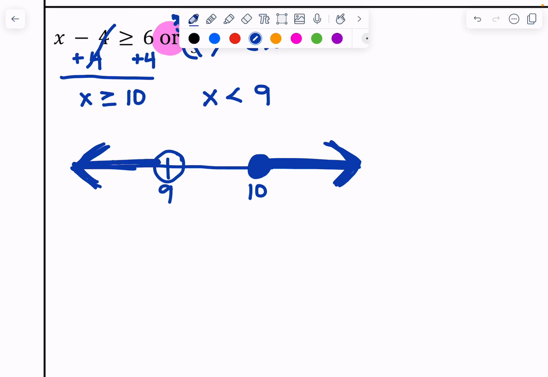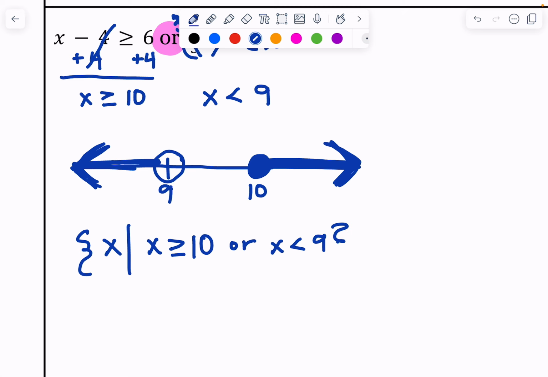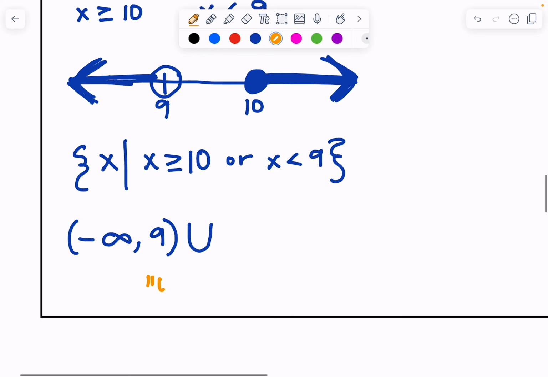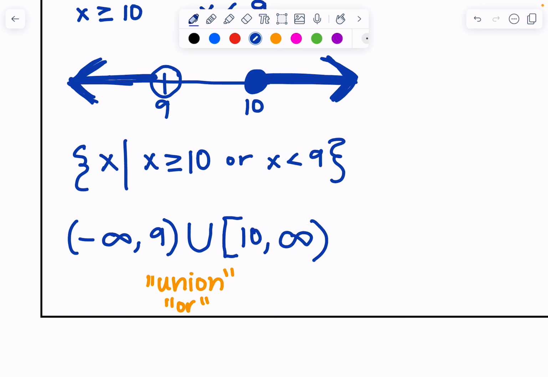It doesn't ask, but we can go ahead and do set notation. So we're going to have x such that x is greater than or equal to 10, and just write or x is less than 9. That's perfectly fine. And then in interval notation, it's a little weird, so we're going to have negative infinity all the way to 9 not included. And then or would be this U symbol. It's called union. And it's just like a mathematical or. We're going to include 10, so we're doing a square bracket all the way to infinity.